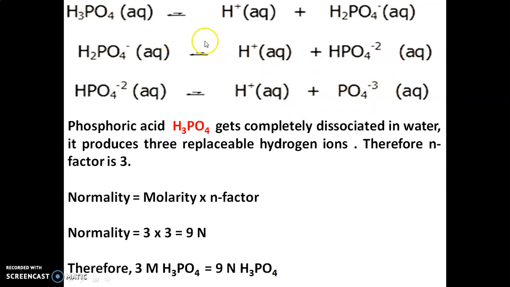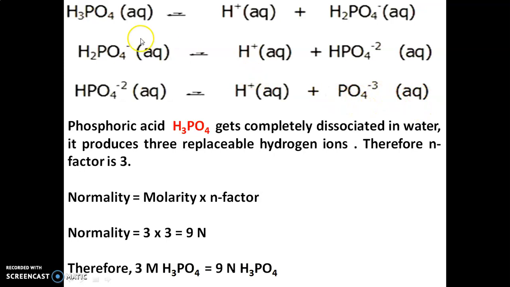Means phosphoric acid ionization happens in 3 steps. In the first step it loses one hydrogen and forms H2PO4 minus. In the second step, this same H2PO4 minus undergoes ionization and forms HPO4 2 minus. In the final step or in the third step, this HPO4 2 minus undergoes ionization and loses 1 hydrogen and forms PO4 3 minus ion, that is in the aqueous solution.